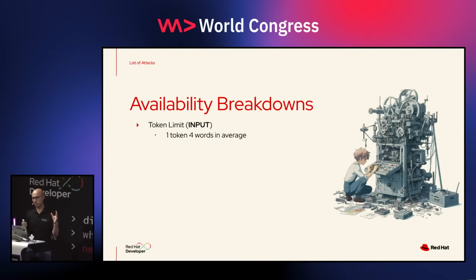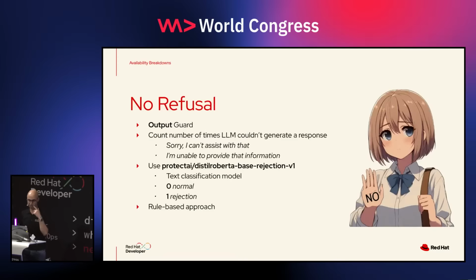Usually, you can use models for counting how many tokens are in a string, but you can say that on average, 1 token is 4 words. That's one kind of attack that you might have in availability breakdowns. The other one is no refusal.